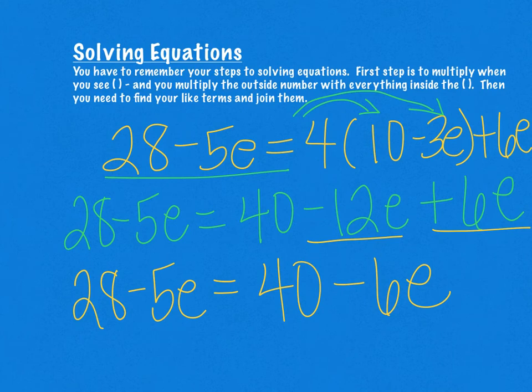I went ahead, I multiplied, and then I was able to join these two numbers, these two like terms together, and since the greater number was negative, my answer was going to be negative. So the first answer is 28 minus 5e equals 40 minus 6e. Let's try one more.